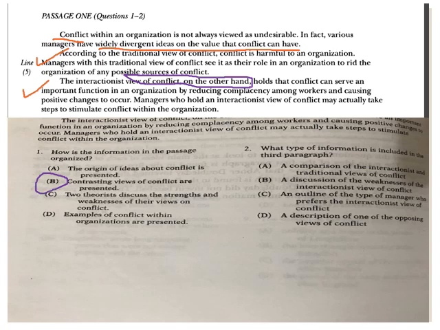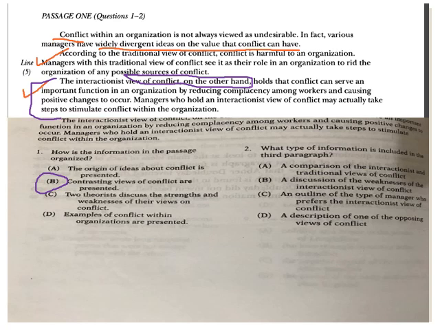Okay, this is what we have in the passage. Two contrasting, two different points of view regarding conflict. Fine. Now the next question: what type of information is included in the third paragraph? So here we are asked about paragraph number 3.